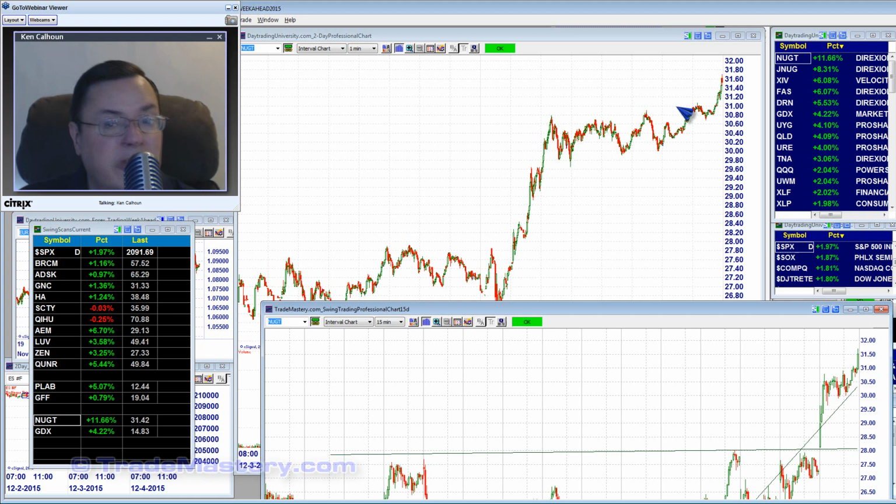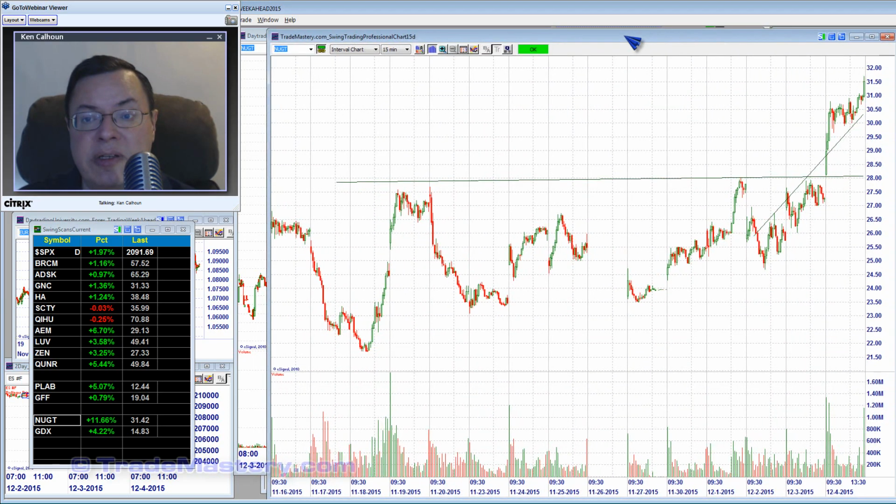My long trigger is 32.40. That makes sense. That's around 40 cents above the nearest whole number. So 32.40. You could take a shot a little earlier if you wanted, but personally I'm going to wait till 32.40, at least in my own account. 32.40 for Nugget makes sense. It's a good breakout continuation chart.